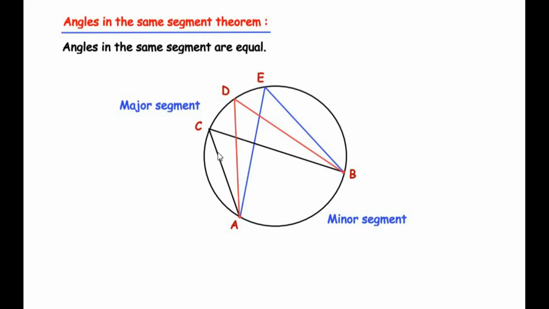So here, for example, if we consider the angle ACB to be 10 degrees, then angle D is also going to be 10 degrees and angle E is also going to be 10 degrees. So this is the angles in the same segment theorem. So let us see how we can use this theorem to solve the example above.